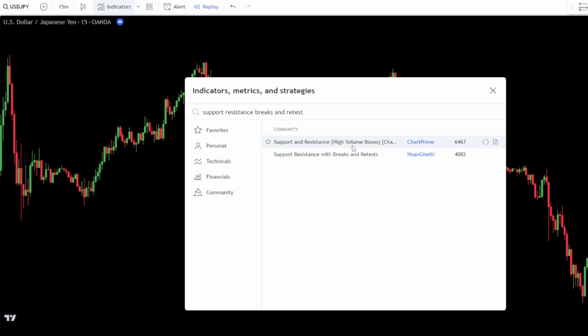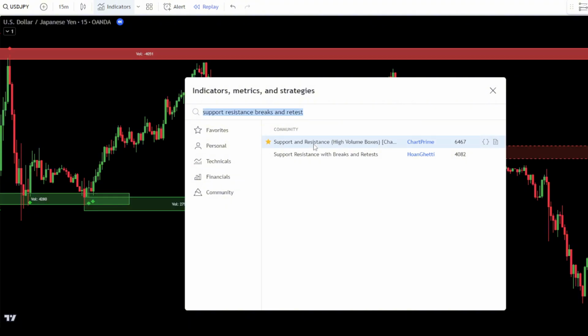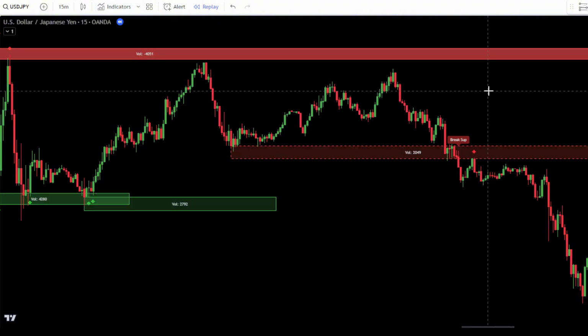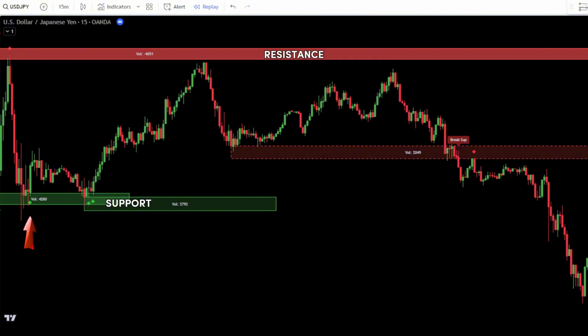Next, select the support resistance high volume boxes indicator from Chart Prime. As you can see, this support resistance indicator will automatically provide key areas that show the support and resistance zones in the market. Typically, if the price candlestick retests the support area and experiences a rejection, your main focus should be to find the best point to place a buy order.